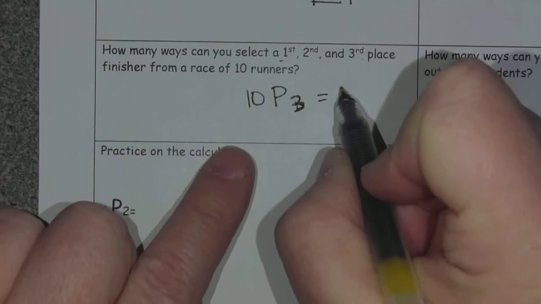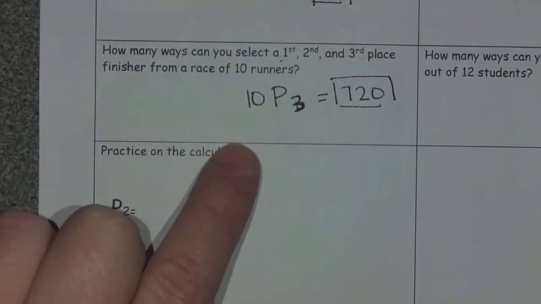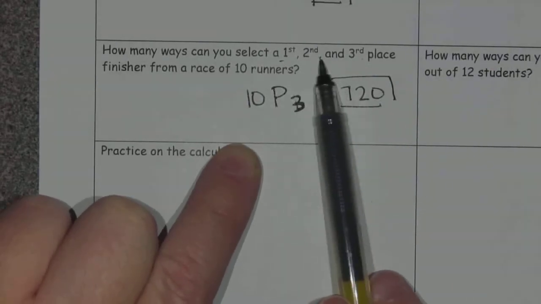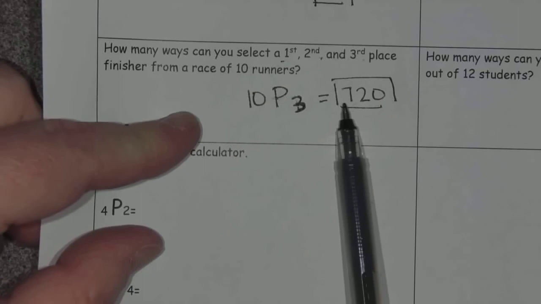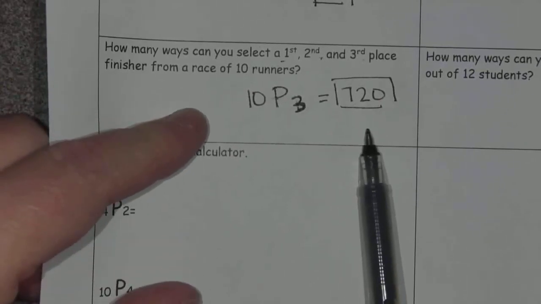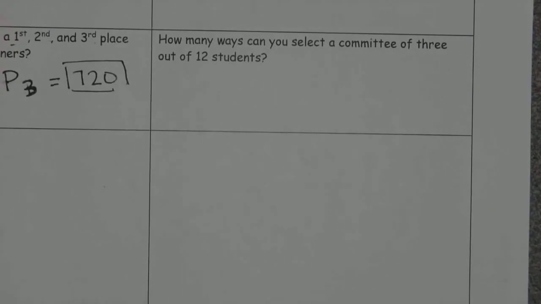When you do that, you get 720. So there are 720 ways you could have a first, second, and third place out of those 10 runners. That kind of seems crazy, doesn't it? But that's the way it works.